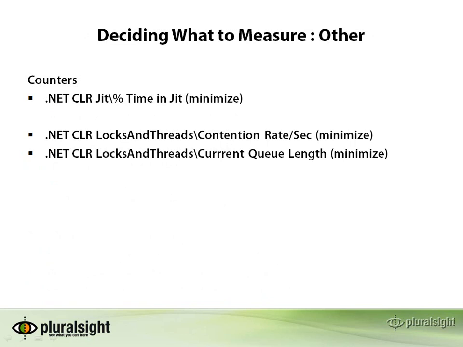Finally, another couple of counters you may wish to look at include the .NET CLR JIT percentage. You want to minimize this if at all possible, as well as the locks and threads counters, contention rate per second, and current queue length, both of which should be kept to a minimum as well.